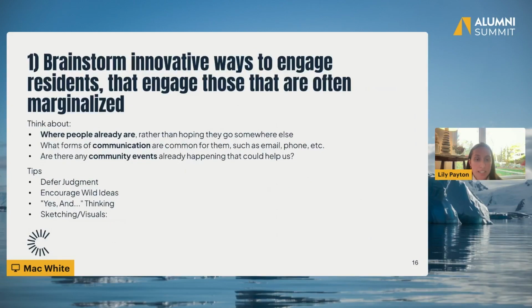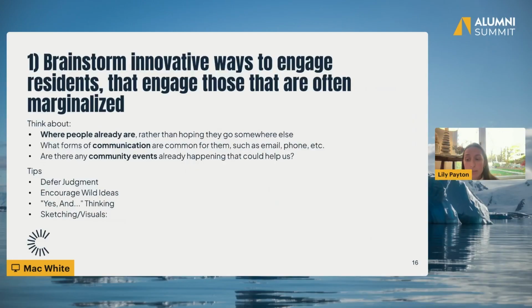So our first task, again, is brainstorming innovative ways to engage residents, especially those who are often marginalized, often not brought to the table, don't maybe have connections to decision makers, or maybe don't have connections to the community as much. How are we hearing from them?